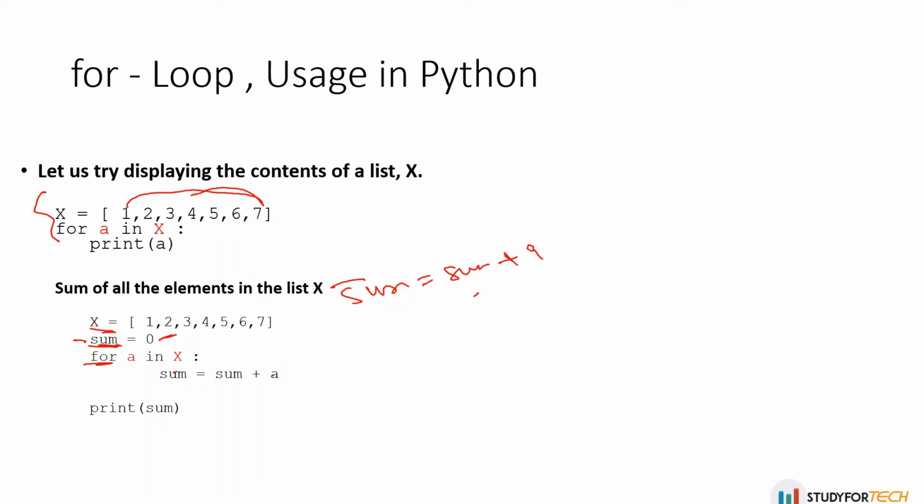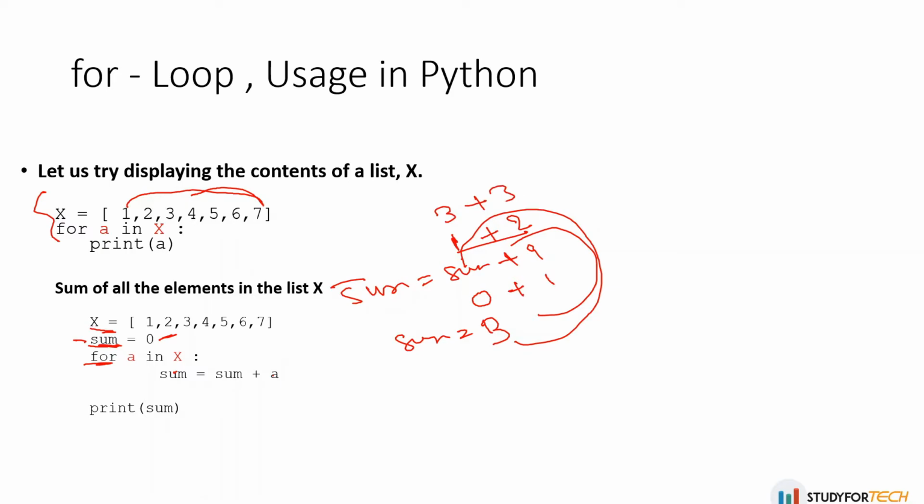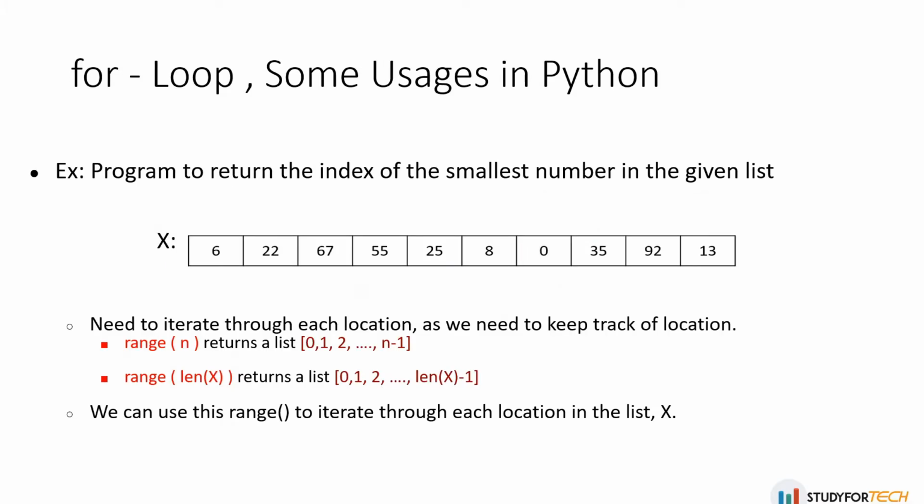So sum is initially 0 and A would be 1. So sum will have a value 1. Next time it will go here, so sum is 1, and A would be 2, so it is 3, so sum would be 3. Next time it will be 3 plus the A value, which is 3, so it will be 6. So like that it will execute till here, and it will print the addition of all these numbers inside the list.